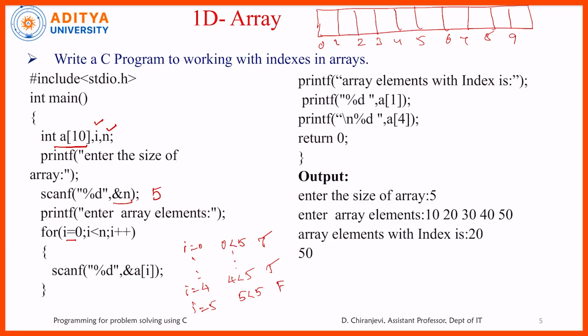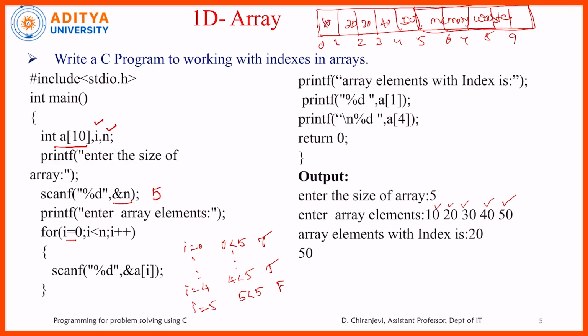So by the time, you will read 10, 20, 30, and 40, 50, and the remaining memory will be wasted. Memory waste, because you have specified the size as 10. So 5 elements' memory is allocated, and the remaining 5 elements' memory is wasted. Now after that you are displaying whatever elements you read.